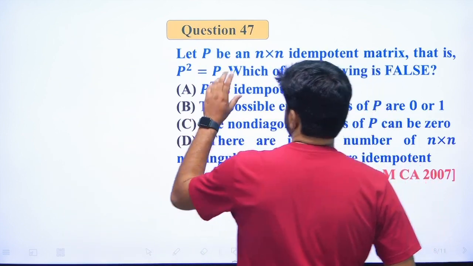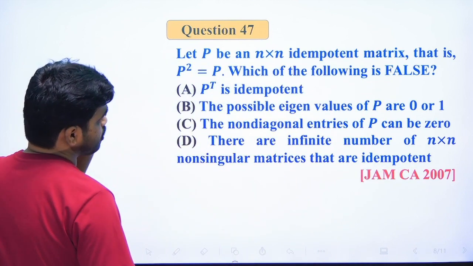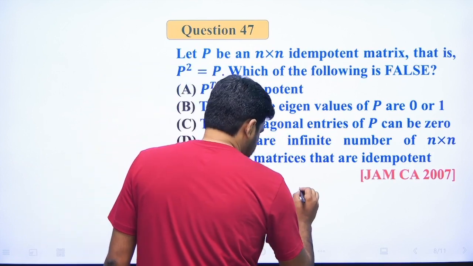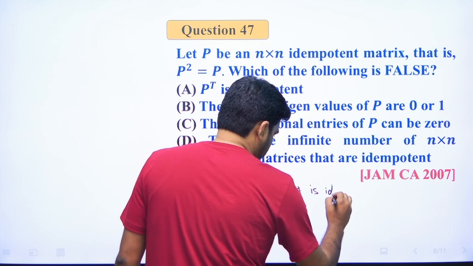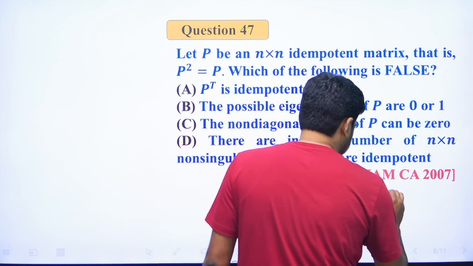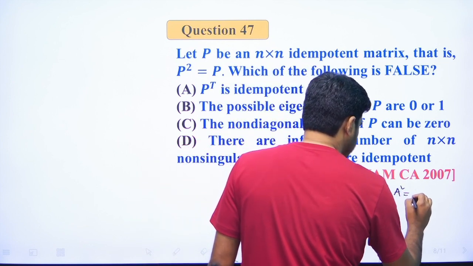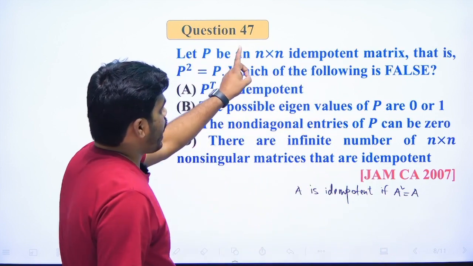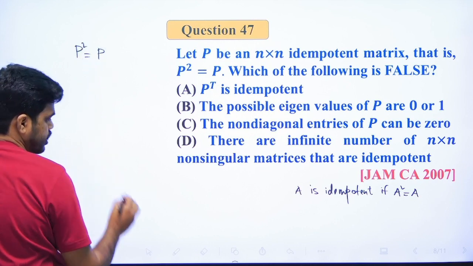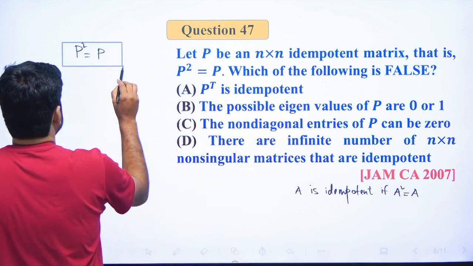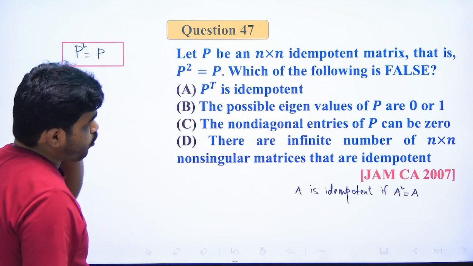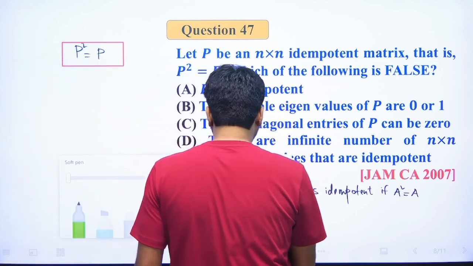So next example: let P be an n cross n idempotent matrix. What is the definition of an idempotent matrix? A matrix A is said to be idempotent if A square is equal to A. Here it is given that P is an idempotent matrix, that is, P square is equal to P. This is given. Okay. Which of the following is false?